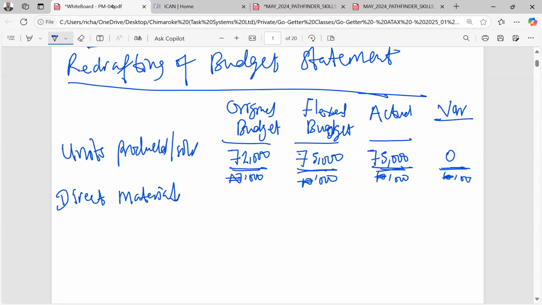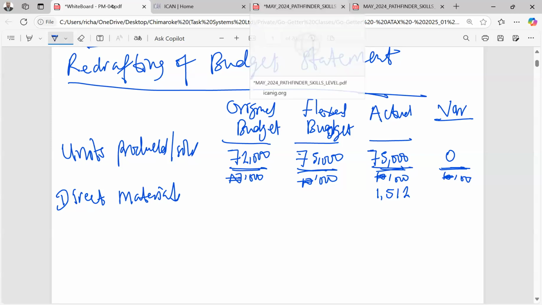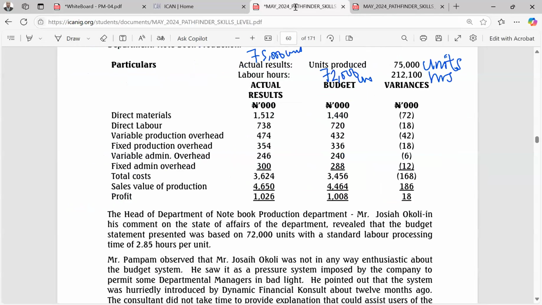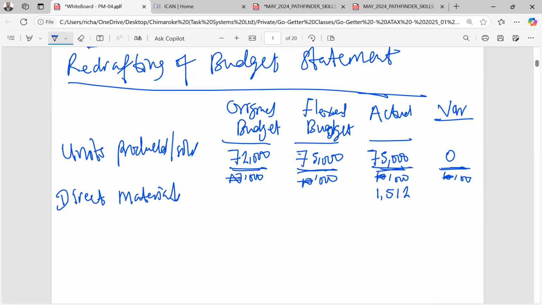So actual is 1512. Your original is 1440. What is our flex going to be?